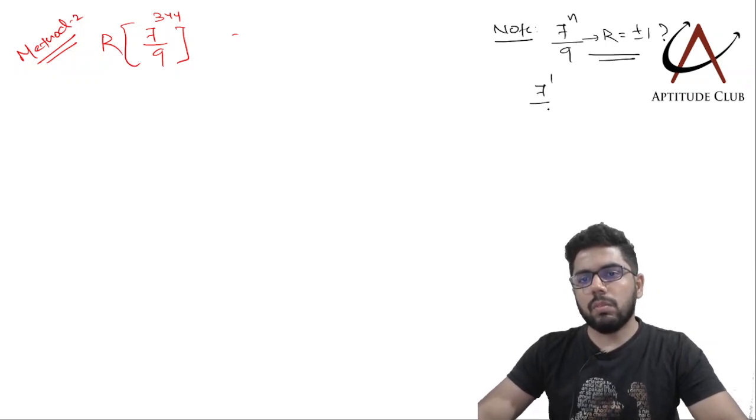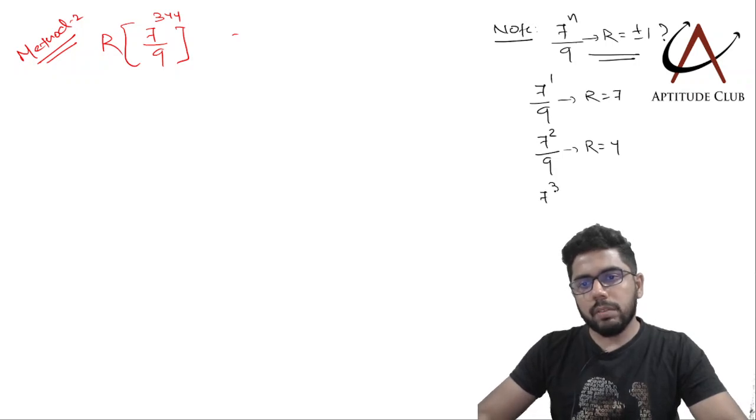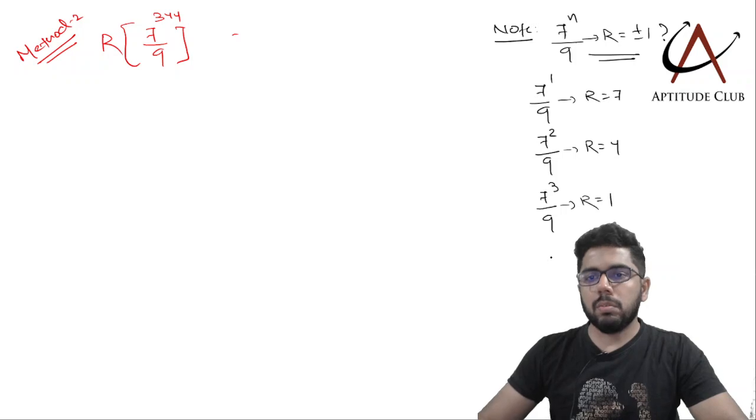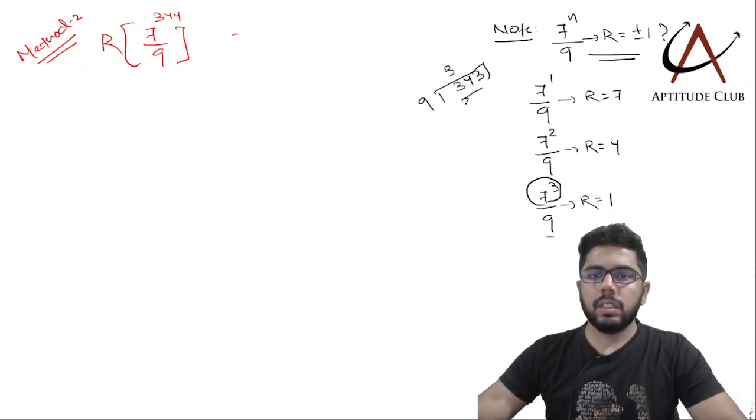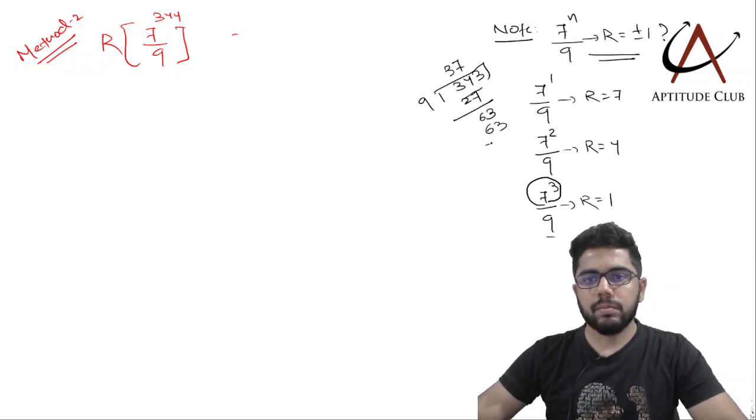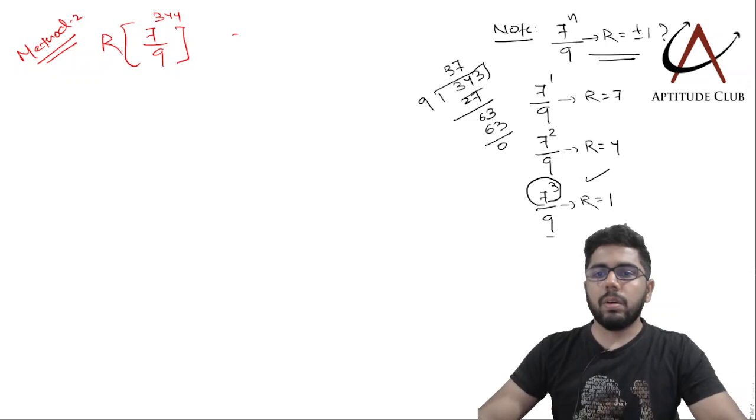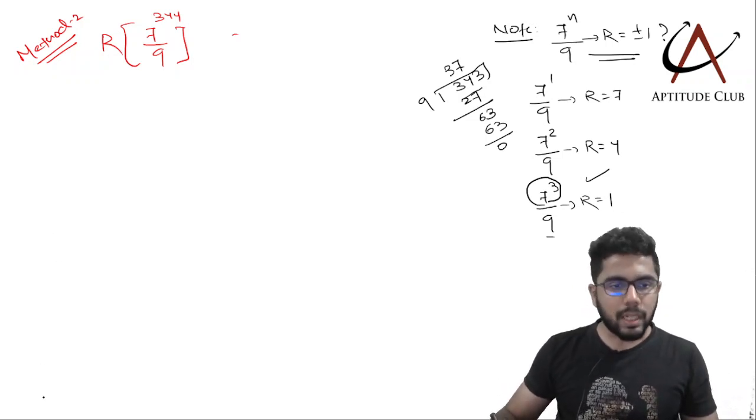So 7 to the power 1 divided by 9, the remainder is 7. 7 square divided by 9, the remainder is 4. If I am taking 7 cube divided by 9, I am seeing that the remainder will be 1. 343 divided by 9: 9 3s are 27, and then 63, 9 7s are 63. So 7 to the power 3 is giving me remainder 1, so I'll use that.